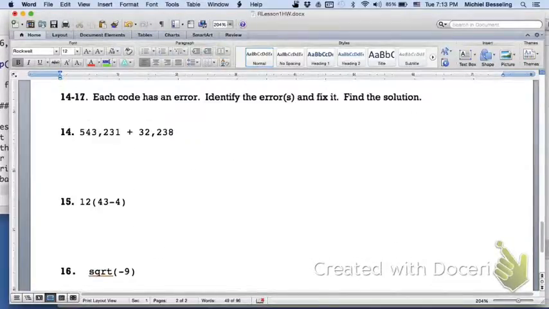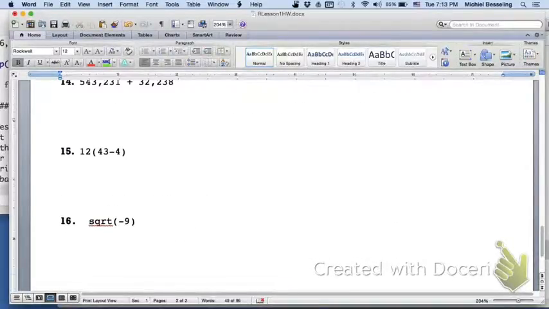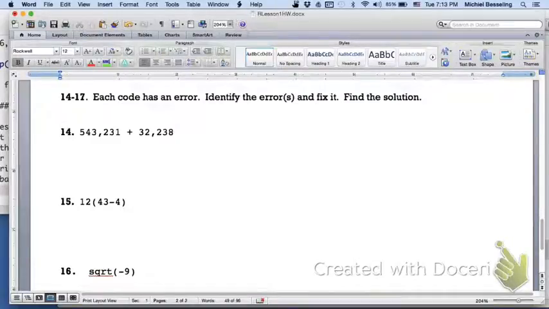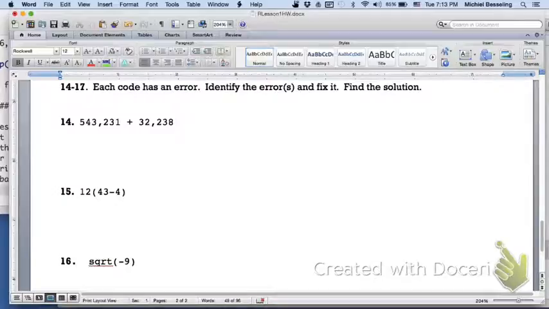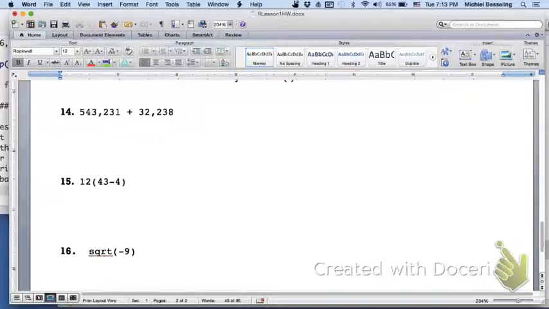Last set of problems, 14 through 17, the problem says: each code has an error, identify the errors and fix it, and then find the actual solution we were going for. So for instance, number 1, we got 543,231 plus 32,238. So here's how I'd like you guys to do these.